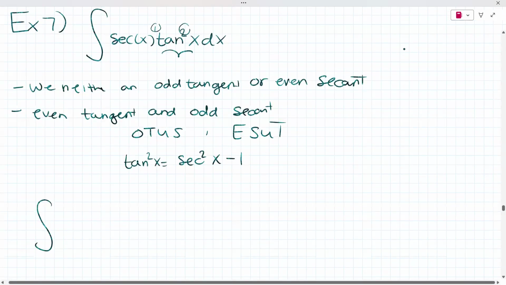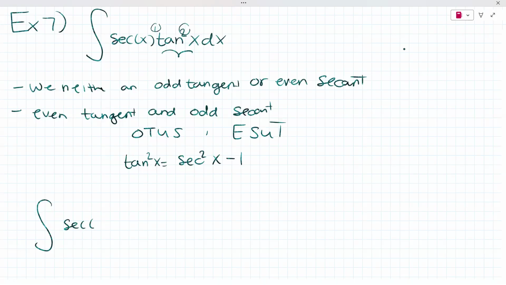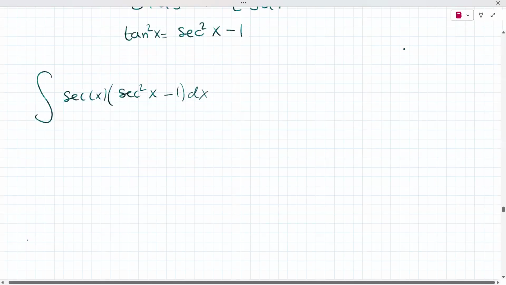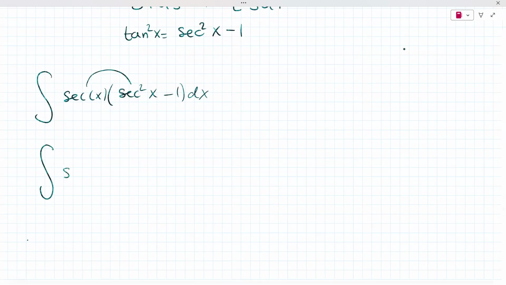And the identity I'll use is for tan square of x. So I'm going to rewrite this as secant of x times tan square of x, which is secant square of x minus 1, dx. And then if I FOIL this out, this is going to be secant cubed of x minus secant of x dx.